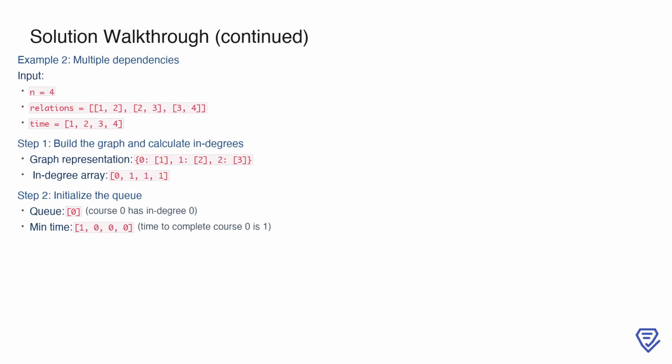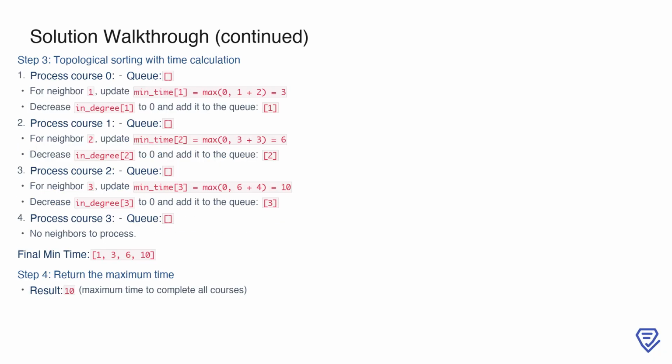The graph shows the chain of dependencies, with course 0 pointing to course 1, course 1 to course 2, and course 2 to course 3. The indegree array indicates that course 0 has no prerequisites, while the other courses each have one prerequisite. We then initialize the queue with course 0, since it has an indegree of 0. The minimum time array is initialized with the time for course 0 as 1, and the times for the other courses set to 0. Next, we perform the topological sort while calculating the time required for all courses.